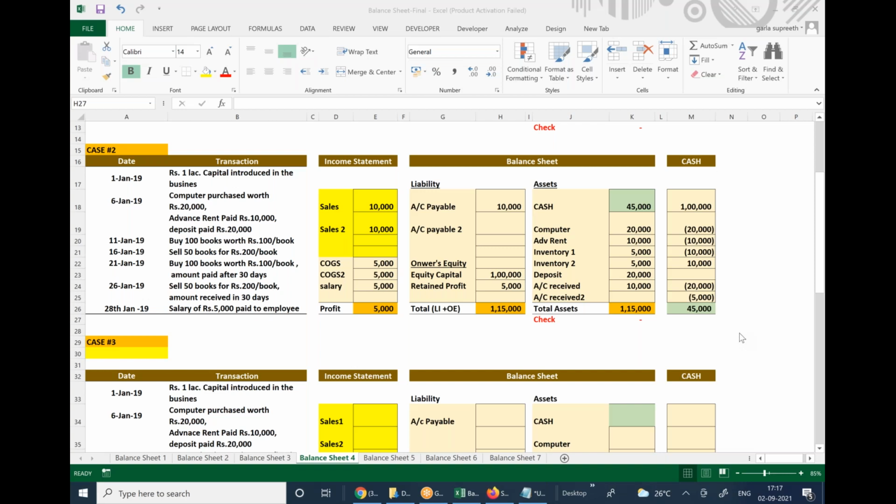In cash, why did you add 10,000? Yes. See here, on 16th Jan, I sold 50 books for rupees 200. How much money did I get? 50 times 200, 10,000, which I got from the sale. And that customer paid me 10,000. That 10,000, where should I put? In my bank. So money going to the bank will become positive.